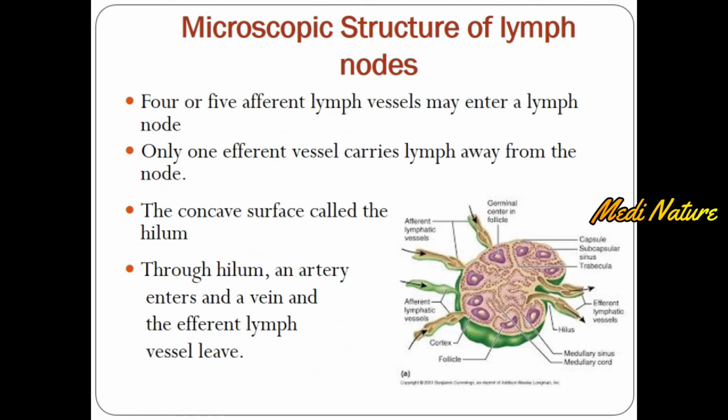There are 4 or 5 afferent lymph vessels which enter the lymph node. They bring lymph from the outside into the lymph node. But there is only one efferent vessel which carries lymph away from the lymph node. There is a concave surface of the lymph node which is called the hilum. Through the hilum, an artery enters, and a vein and the efferent lymph vessel leave the lymph node.